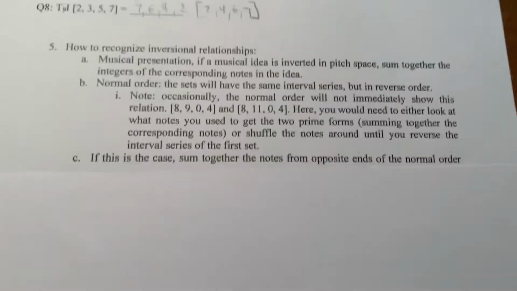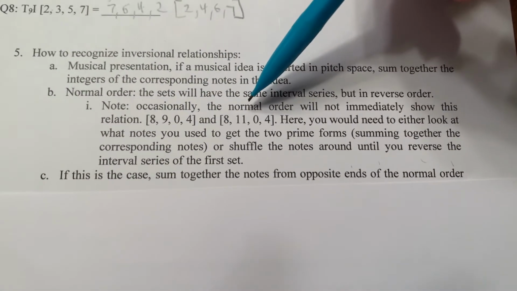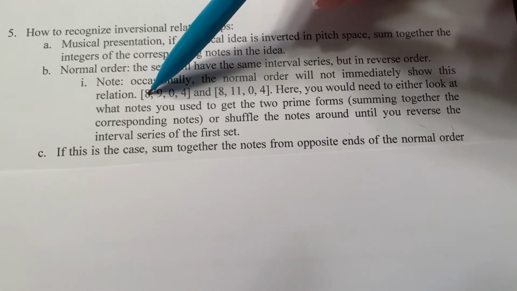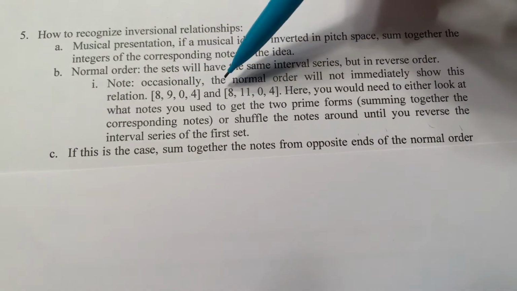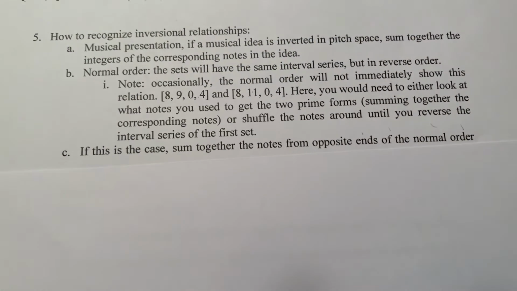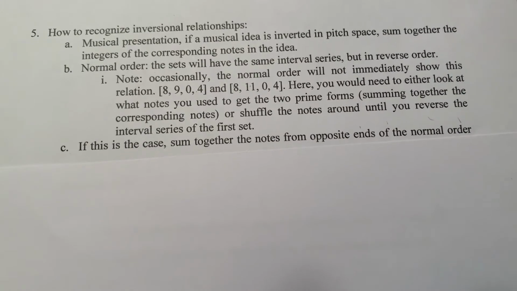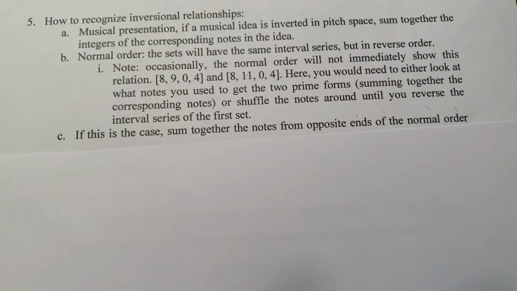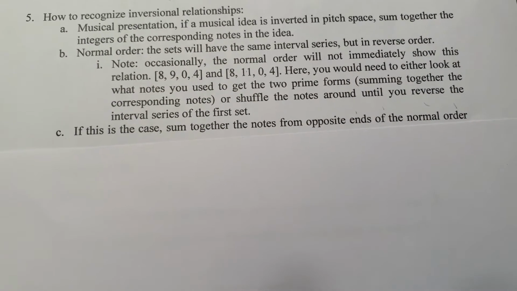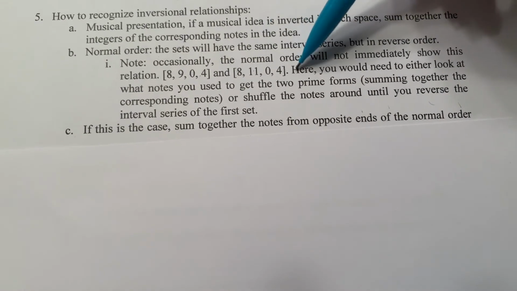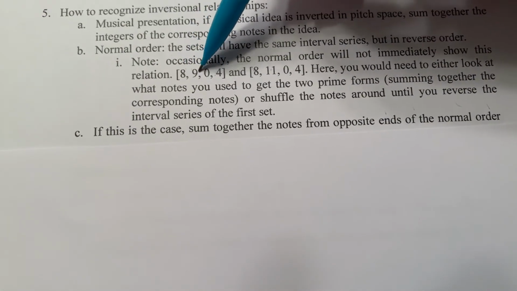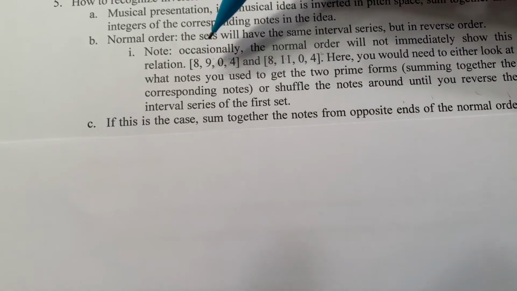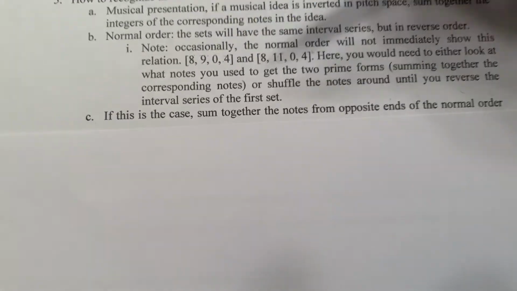But occasionally, you're going to get a situation where the normal order will not immediately show this relation. For example, the sets 8904 and 81104, you'll actually find out that even though those are inversions of each other, they don't have the same interval series in opposite order. So in other words, this one has 1, 3, 4, whereas this one has 3, 1, 4. Those are the same numbers, but they aren't in reverse order.